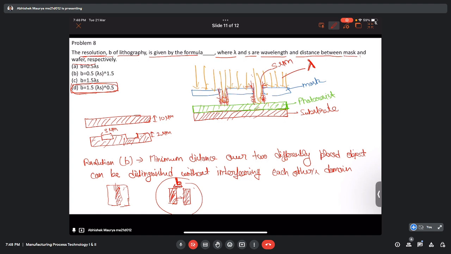Similarly, if you want to create very small features, like small holes very close together, and our optical system's resolving power is not good, then what will happen? These two things will get merged. We are looking to make this object, but if the resolving power is not good, we will get something like this. This would happen if our optical system is not able to resolve these features.